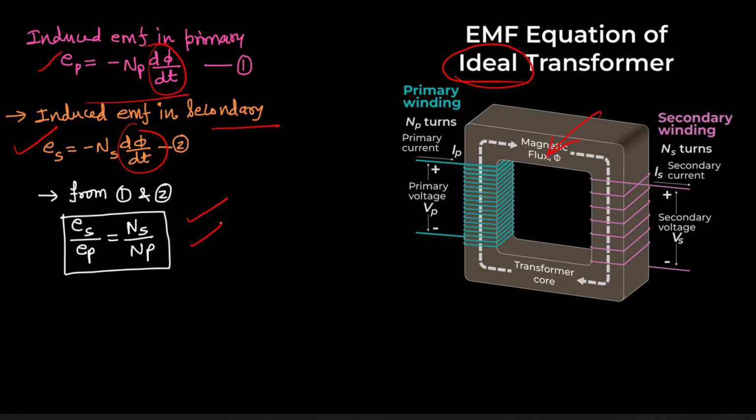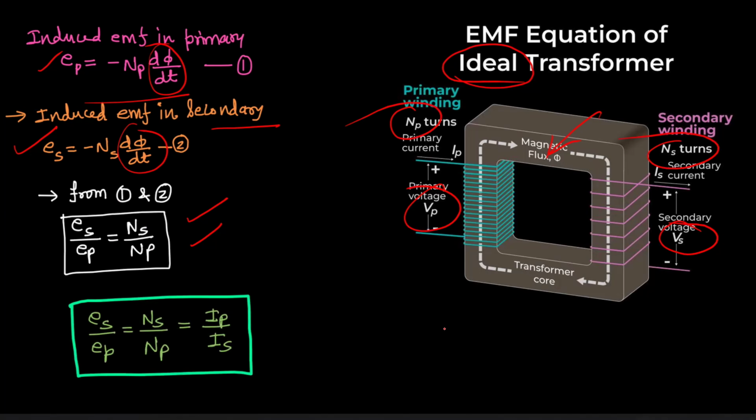In this particular diagram, you can see further that the voltage is Vp on primary side and Vs on secondary side. So depending on the level of the voltage, either the transformer will be step up or step down. Means if Np and Ns ratio is different from 1, then it would be step up or step down. Now in case of ideal transformer, you can say this Es upon Ep is equal to Ns upon Np, and this is also equal to Ip upon Is. Means on primary side voltage is Vp and current is Ip, and secondary side voltage is Vs and current is Is.